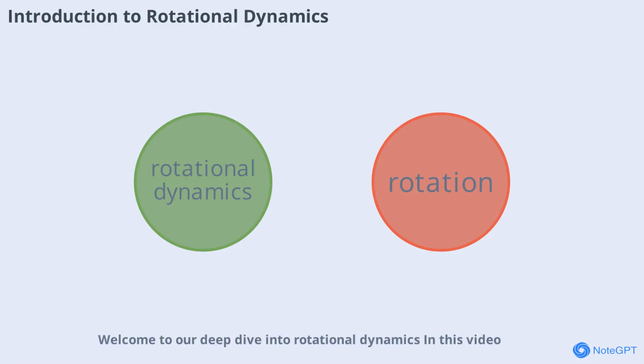Welcome to our deep dive into rotational dynamics. In this video, we'll explore the fascinating world of objects in rotation, uncovering the principles that govern spinning tops, wheels, and even planets. Rotational dynamics is a branch of physics that deals with the motion of objects as they rotate about an axis. Just as linear dynamics explains how objects move in a straight line, rotational dynamics helps us understand how and why things spin.